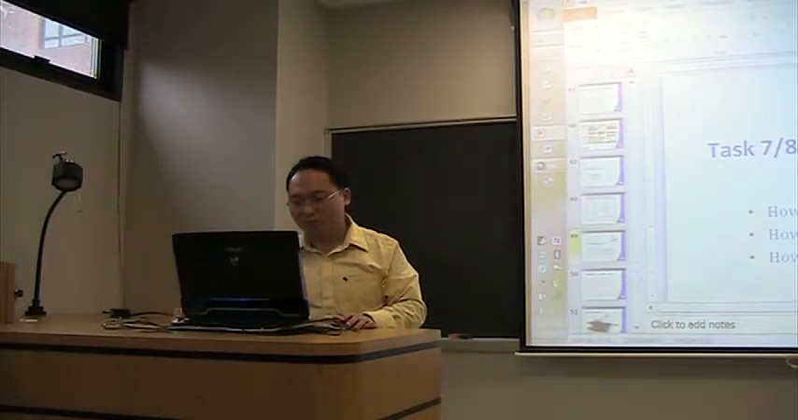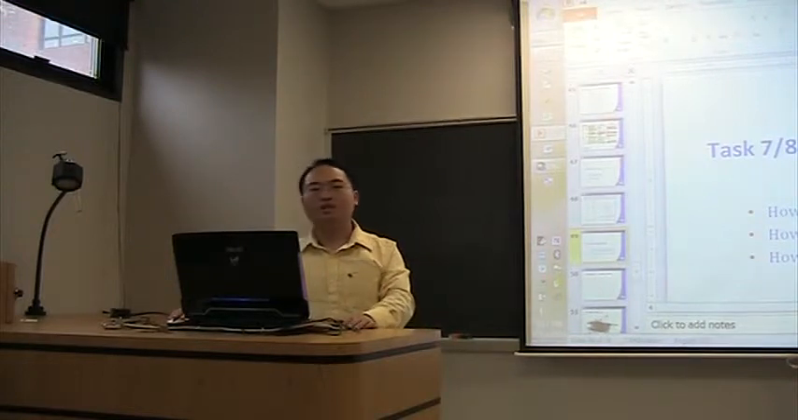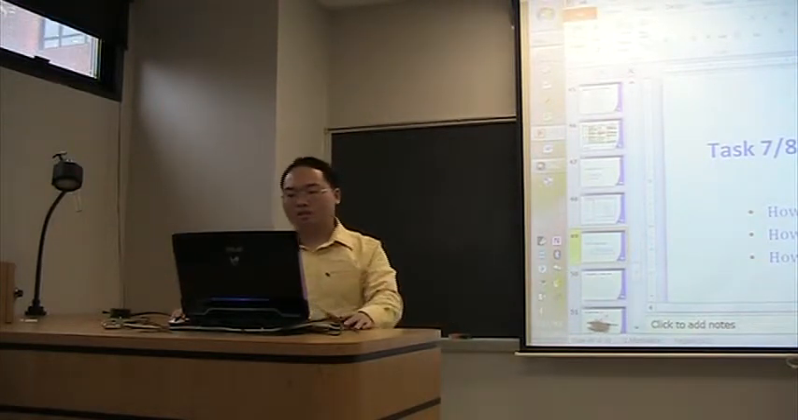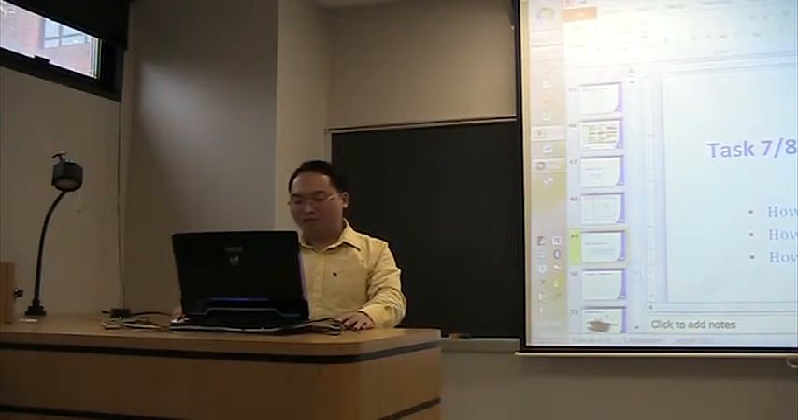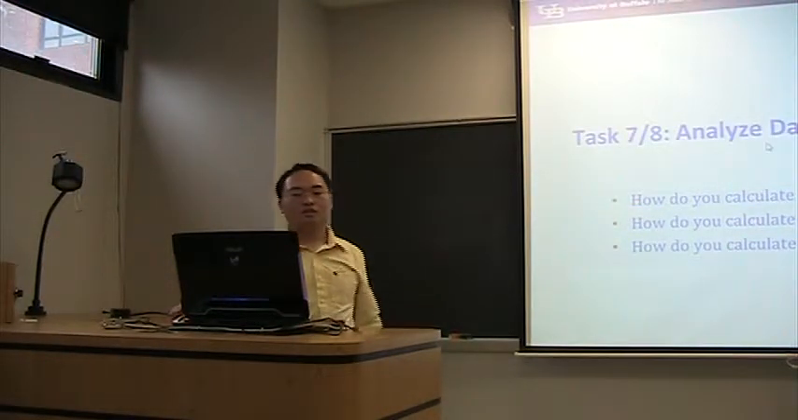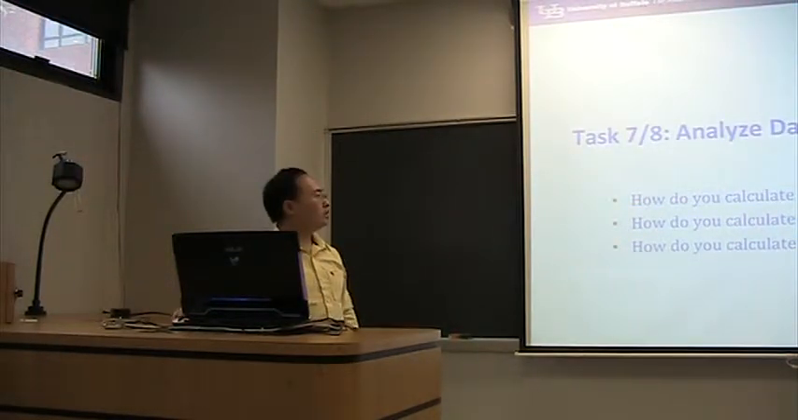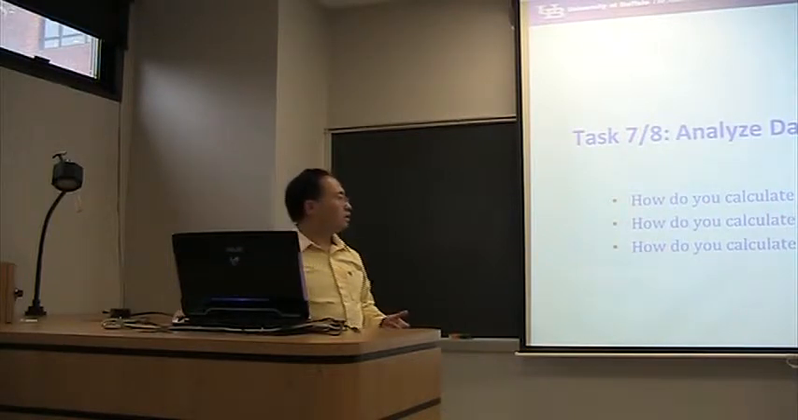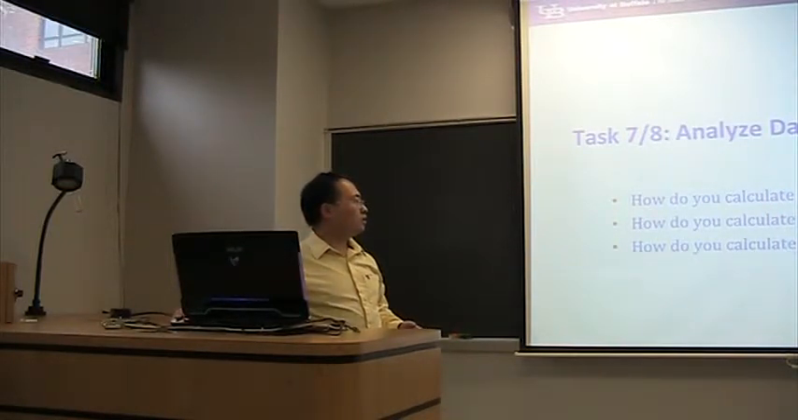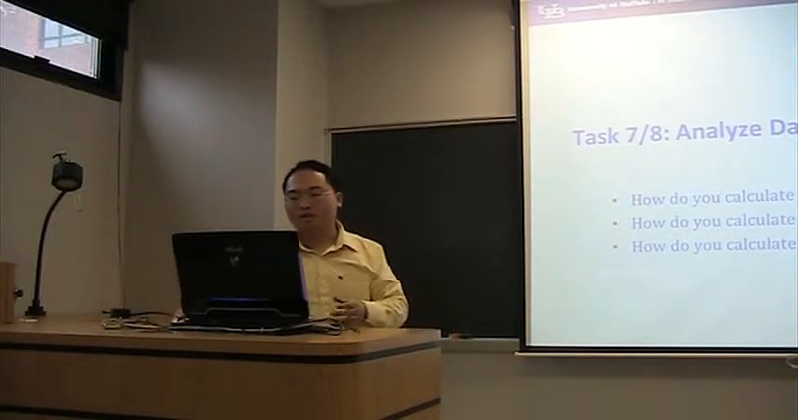Now I want to resume task 7, which is more interesting than yesterday's tasks. So I have 3 questions or 3 problems to solve. How do you calculate shortest path? How do you calculate cost matrices? And how do you calculate point densities? Let's go through them one by one.